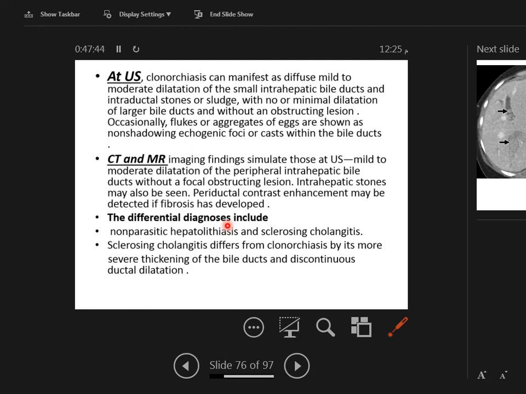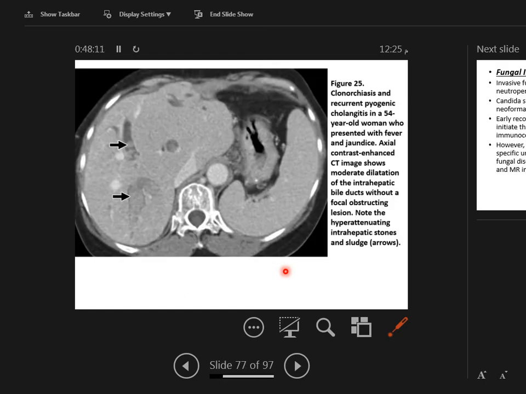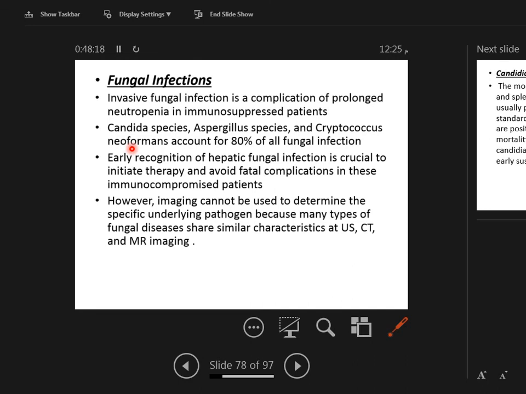Okay, at the site of occlusion, but there is no occlusion or something like that, so this is due to the parasite. Sclerosing cholangitis is a differential diagnosis for it, but it causes severe thickening of the bile duct and discontinuous ductal dilatation. It is a dilated bile duct with a hyperdense filling defect.